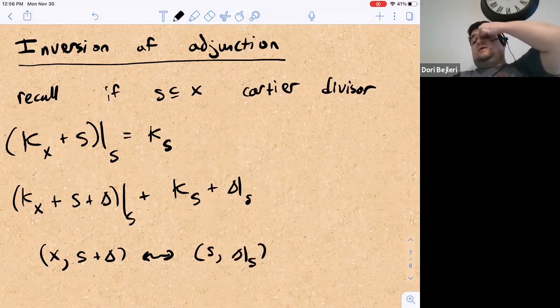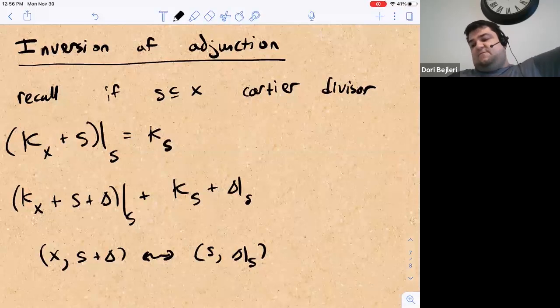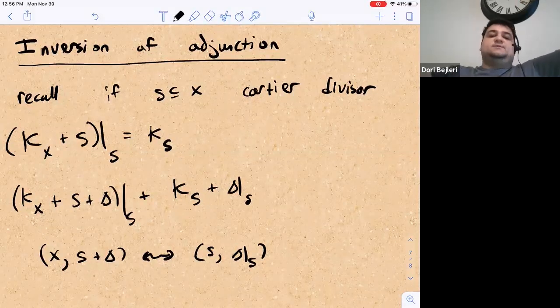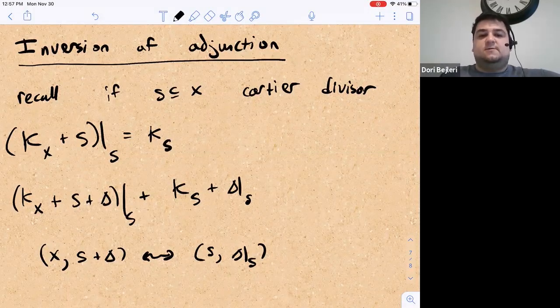And now the strategy might be something like, well, what happens if I start running my minimal model program on x comma s plus delta? Well, first of all, my divisor is a little special here because I'm assuming I have this Cartier piece s. But then I want to be able to say that I can't have an infinite sequence of flips on x comma s plus delta, because those would give me an infinite sequence of flips for the pair s comma delta restricted to s. That's the type of argument you want to make. And then you want to say, well, then by induction on dimension, I know there are no infinite sequences of flips in lower dimension, and so there are none for the pair x comma s plus delta. But then you need to make sure that all your flips are kind of happening inside of S, and so you need to work harder, and this is why you need to pick your extremal contractions very precisely.